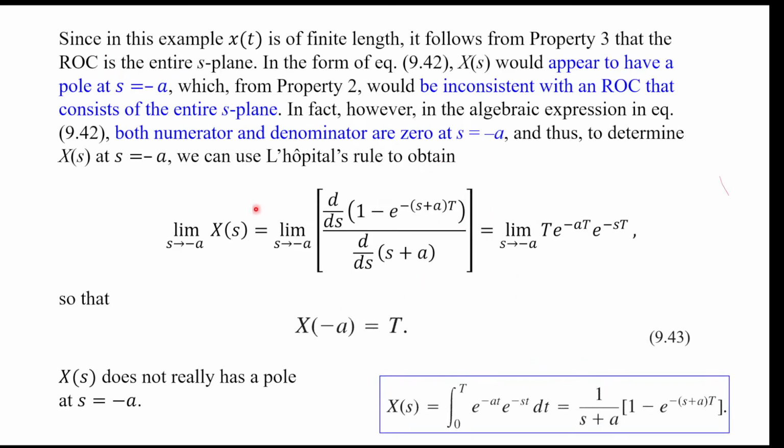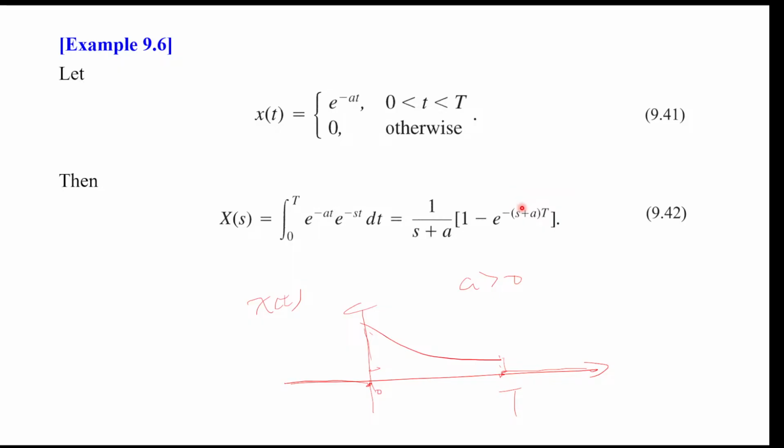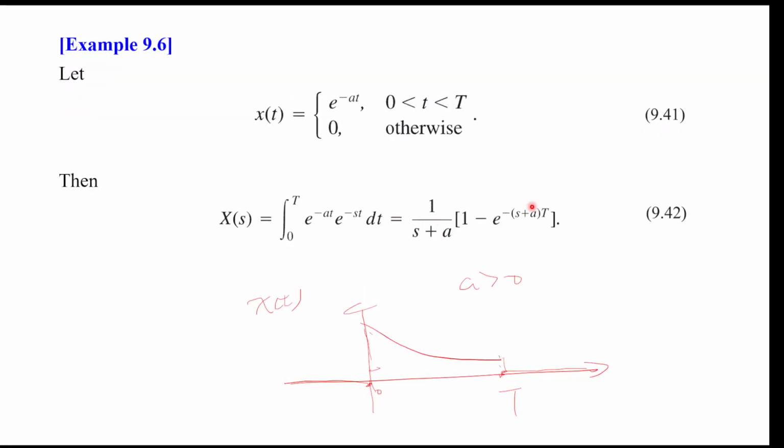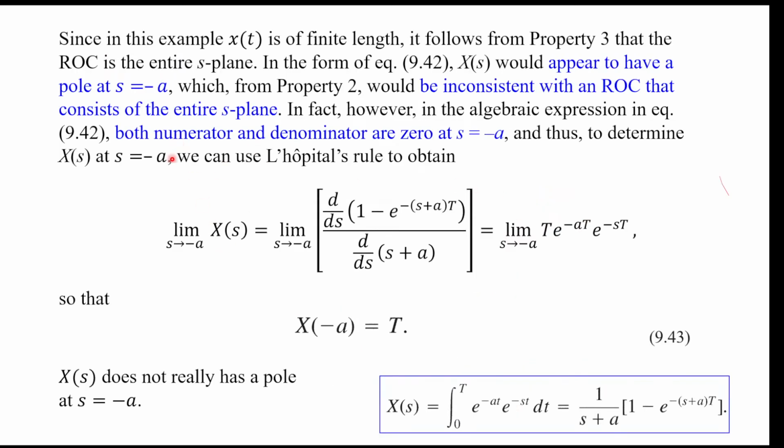If you look at this formula, it looks like there is a pole at s equal to minus a, because you have 1 over (s plus a) here. But actually it's not a real pole, because this 1 minus e to the minus (s plus a)T is also 0 when s equals minus a, because you have 1 minus 1 here. To check the actual value of X(s) at s equal to minus a, we can use L'Hopital's rule, if you still remember calculus. You take the differentiation of both the upper side and the downside with respect to s, and then take s going to minus a.